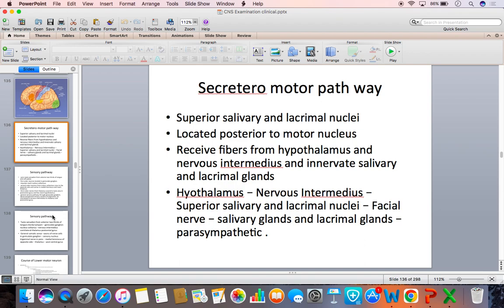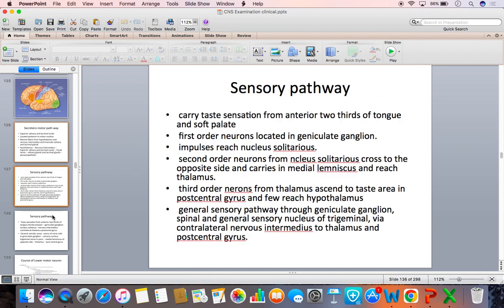From there, they accompany the facial nerve as the nervus intermedius. They synapse in the geniculate ganglion. From there, the axons, along with the facial nerve, innervate the lacrimal and the salivary glands. This is the secretory motor pathway.